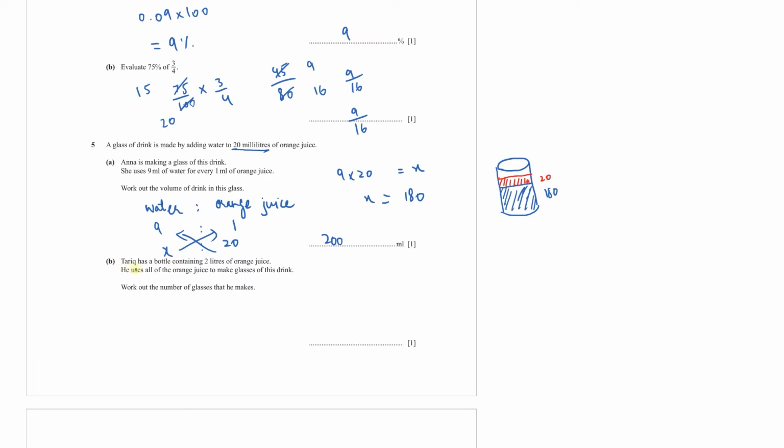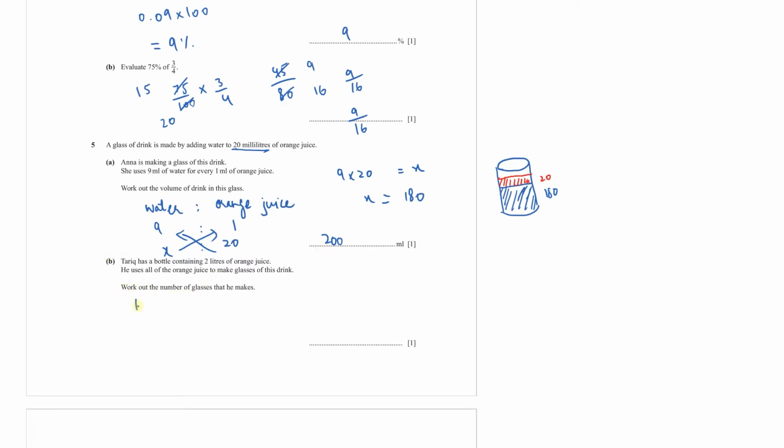Part B: Tariq has a bottle containing 2 liters of orange juice. He uses all of the orange juice to make glasses of this drink. Work out the number of glasses that he makes. So we know that one glass has a volume of 200 milliliters. If we can calculate the total volume of drink that he can make from 2 liters of orange juice, we simply have to divide the total volume of drink by the volume of a glass to get the number of glasses.